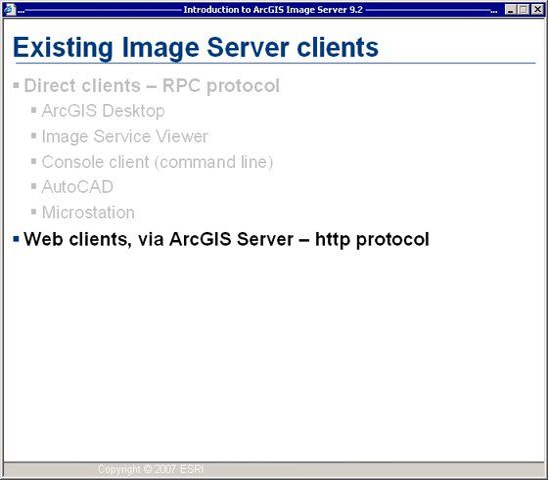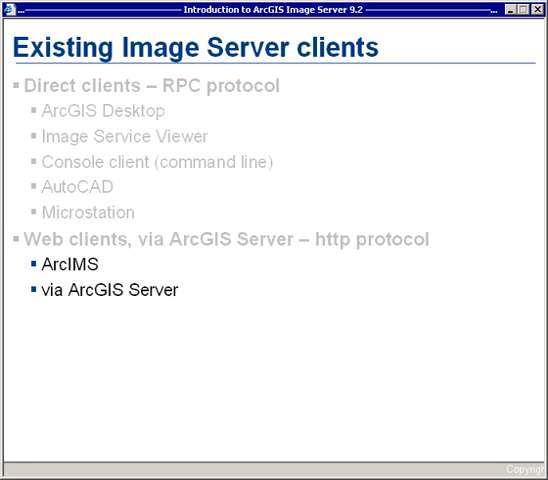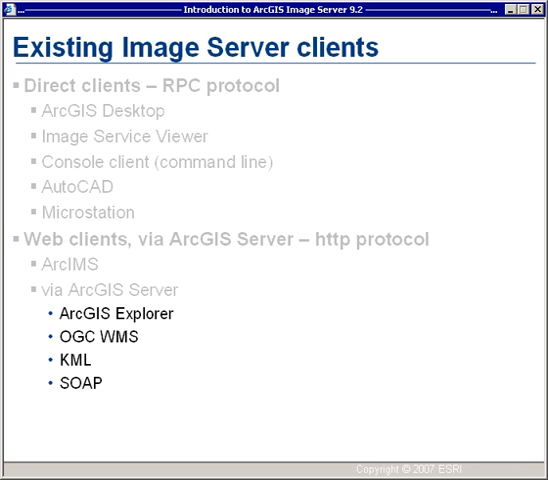Another kind of connection is used for web clients, which use the HTTP convention. This kind of connection is facilitated via ArcIMS and ArcGIS Server. ArcGIS Server can also be used to provide support for other web communications conventions, including ArcGIS Explorer, which uses a global interface, OGC WMS, which is a web-based map service defined by the OpenGIS Consortium, KML, used by some internet mapping services, and SOAP.